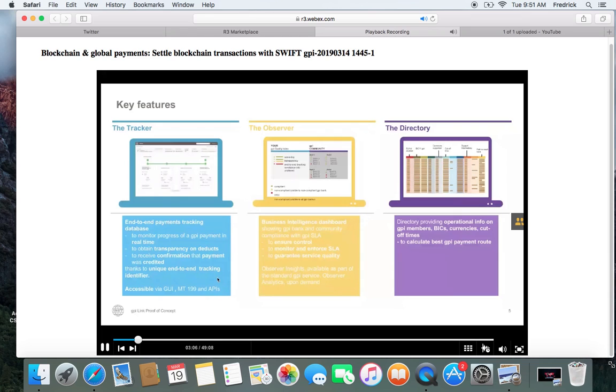On top of that, we're also able to confirm the payment, because once the payment is done, this tracker allows us to really see that the payment has been done. The bank who initiated the ultimate payment will tell the tracker, we have confirmation that the payment has been done and the account has been credited.